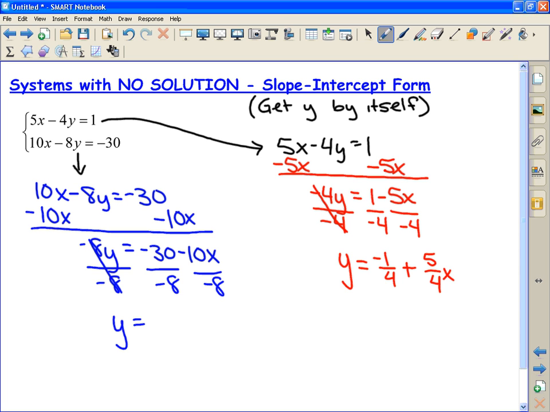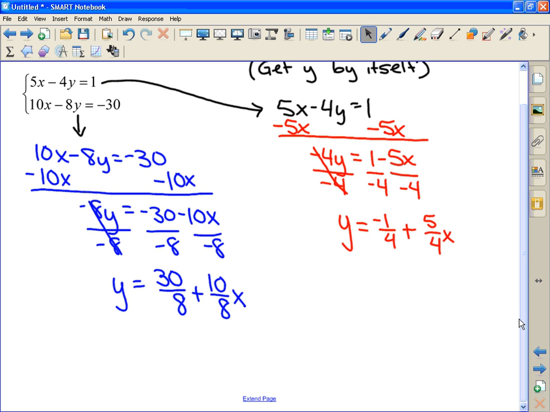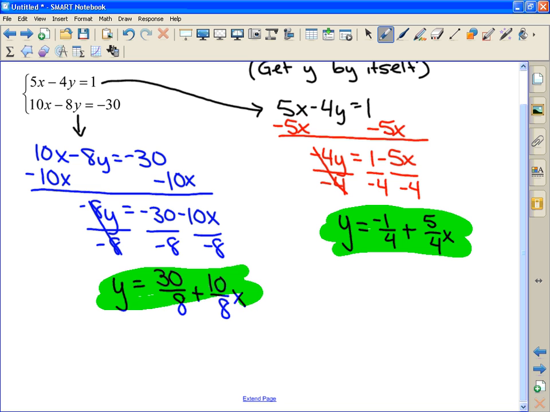I get negative 30 divided by negative 8 is a positive 30 over 8. And a negative 10 over a negative 8 is a positive 10 over 8x. Now, if I take a look at those two equations here, the one in red, I'll highlight them for us here, and the one in blue, is there anything that they have in common? Well, at first glance, they both have an x, they both have a y, but other than that, they look like they're different. They don't have any of the same fractions, nothing looks like it's the same.